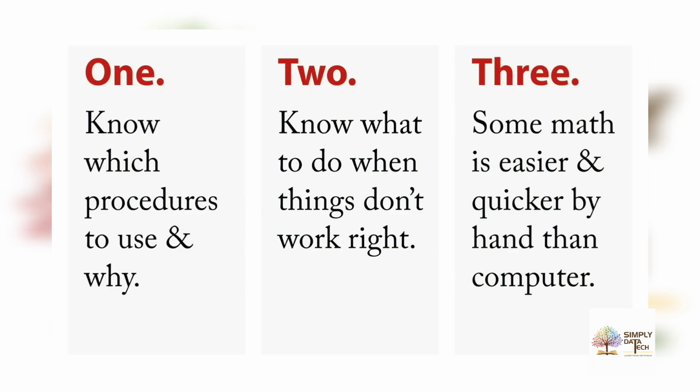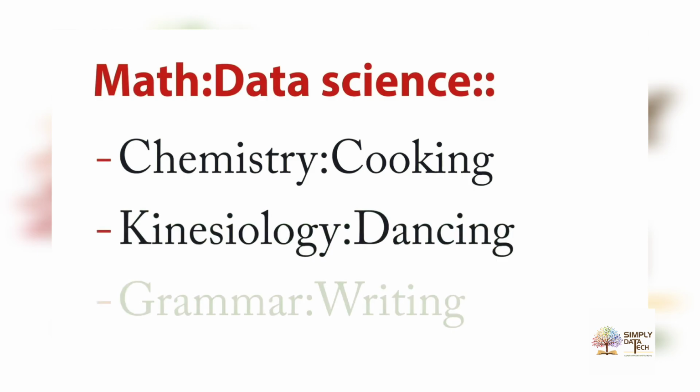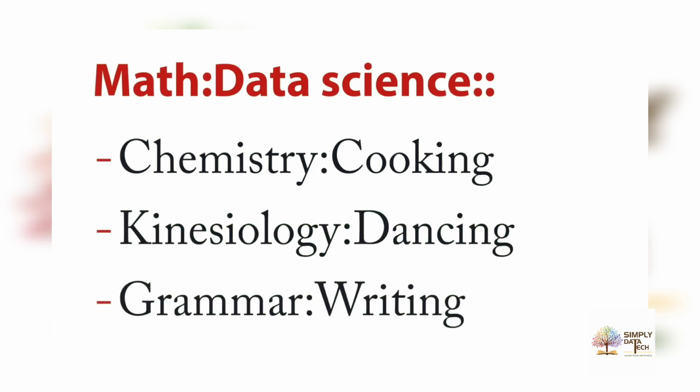Now, fundamentally, there's a nice sort of analogy here. Math is to data science as, for instance, chemistry is to cooking, kinesiology is to dancing, and grammar is to writing. The idea here is that you can be a wonderful cook without knowing any chemistry, but if you know some chemistry, it's going to help. You can be a wonderful dancer without knowing kinesiology, but it's going to help. And you can probably be a good writer without having an explicit knowledge of grammar, but it's going to make a big difference. The same thing is true of data science. You will do it better if you have some of the foundational information.